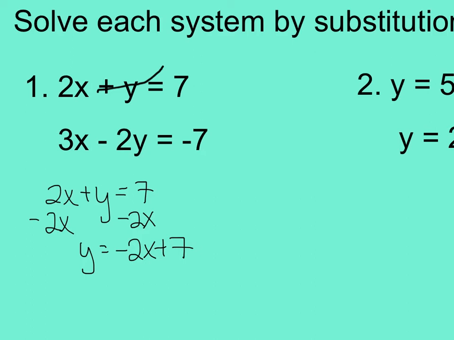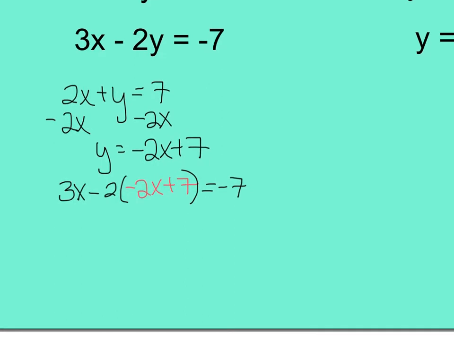So the second equation starts off as 3x minus 2, and then I run into y. So I take y out and I replace it with what it's equal to, which is negative 2x plus 7. And then continue writing the rest of the equation. So now we would need to distribute. Hopefully you noticed you're distributing a negative 2, not a positive 2. So I have 3x now plus 4x minus 14, and that's now equal to negative 7.